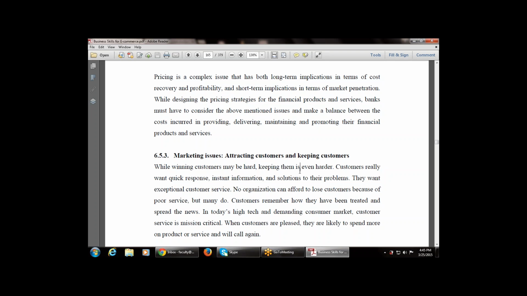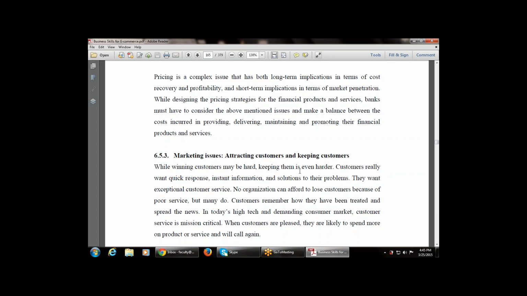So while winning customers may be hard, keeping them is even harder. This is the most important line. Winning the customer is not the only matter, it is not just a cup of tea. Winning customers may be hard, but keeping them, making sure that they stay along with you, is even harder.